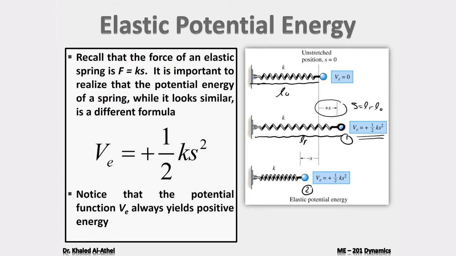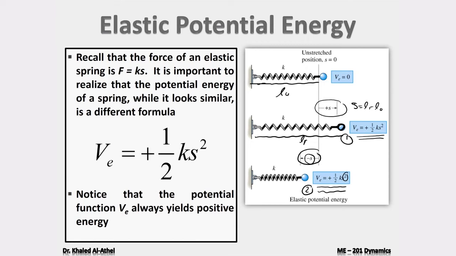Okay. Now, let's look at position 2. So I am compressing the spring by an amount of minus S. Potential energy, the expression is exactly the same. It is plus half Ks square. Now, if you are wondering why is it plus not minus, because this minus, when it goes into the square, goes away. So it is always plus here and there. So position 1 is plus, position 2 is plus.